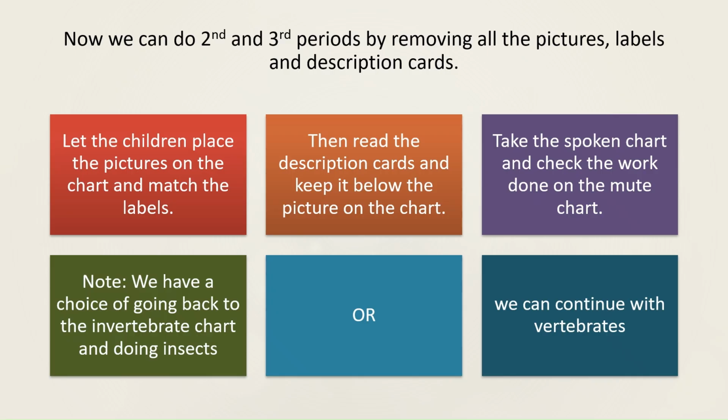Now we can do second and third periods by removing all the pictures, labels and description cards. Let the children place the pictures on the chart and match the labels. Then read the description cards and keep them below the picture on the chart. Take the spoken chart and check the work done on the mute chart. Note, we have a choice of going back to the invertebrate chart and doing insects, or we can continue with vertebrates.